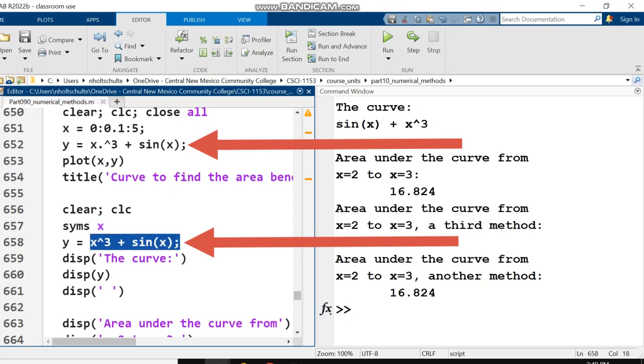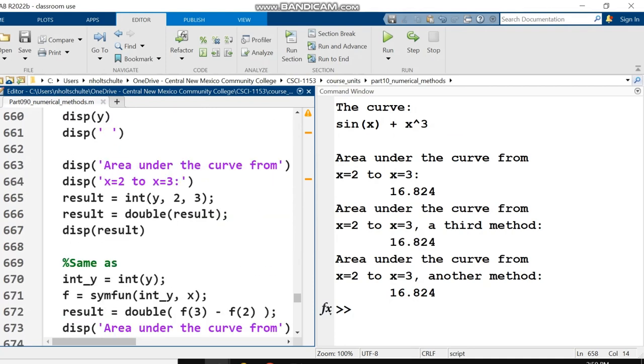But this down here on 658 is a symbolic expression. It is saving into memory a mathematical expression. On line 652, it's actually performing the calculations and saving into memory a vector of numbers. We're going to find the area under the curve between x equals 2 and x equals 3, and it is super easy, barely an inconvenience.